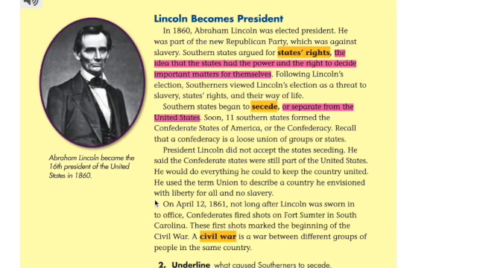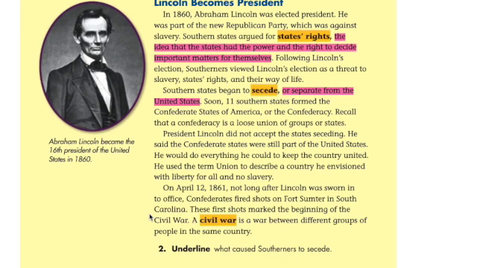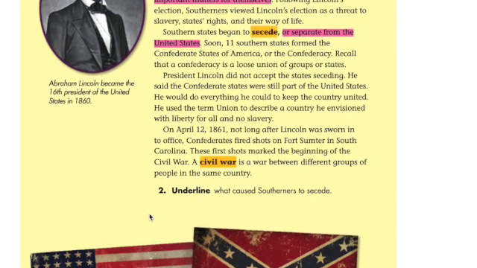On April 12th, 1861, not long after Lincoln was sworn into office, Confederates fired shots on Fort Sumter in South Carolina. These first shots marked the beginning of the Civil War. A civil war is a war between different groups of people in the same country. Terrible thing, guys. Terrible thing.